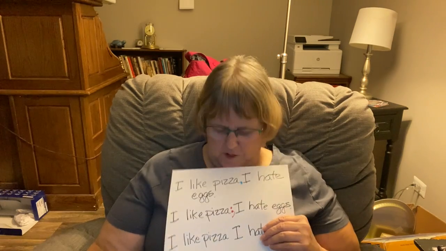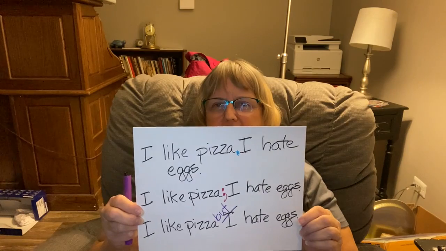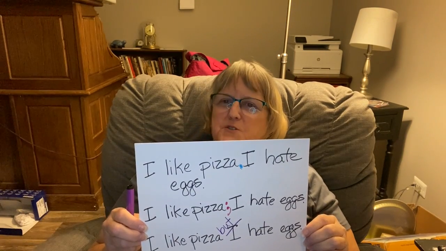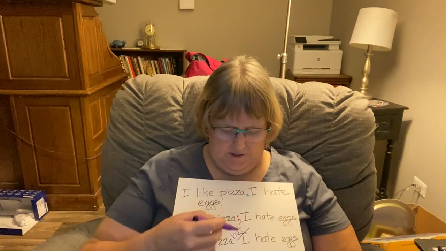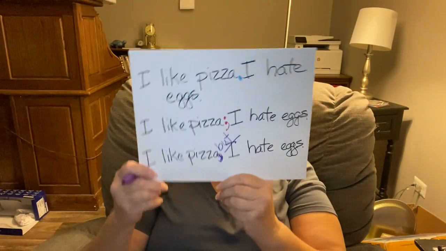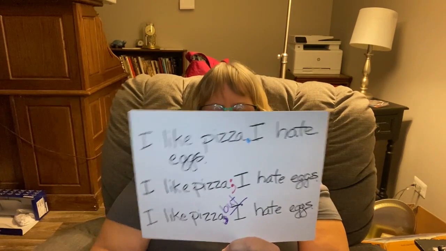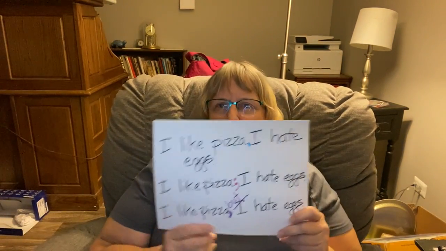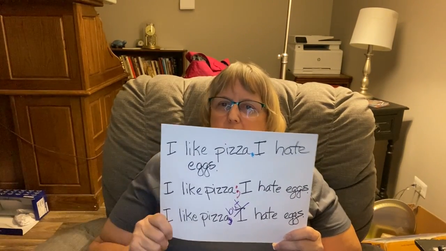That's a coordinating conjunction, and it can stop a run-on, but you can't just put in the conjunction. If we put in here, I like pizza but I hate eggs, not good enough. You still have a run-on. But what you have to do is, before the but, this is hard to do upside down, you need to put in a comma. By the way, you will almost never use a comma after the word but. That's another story.